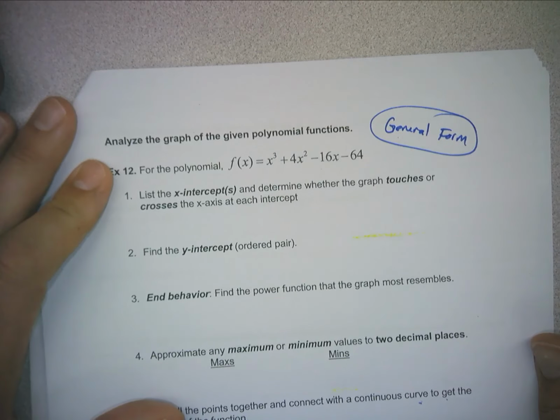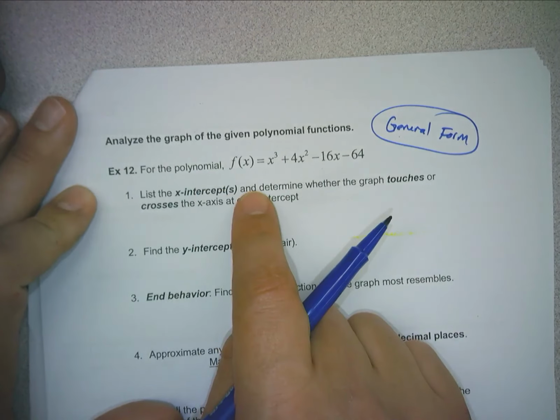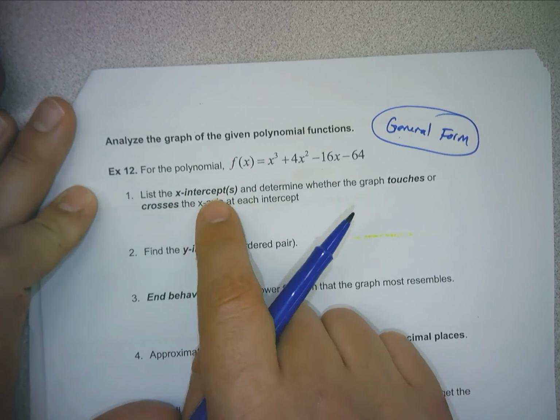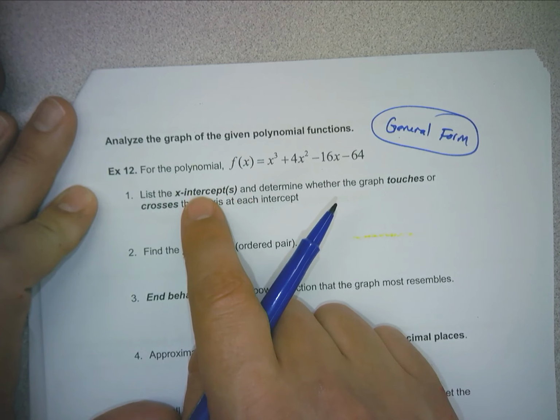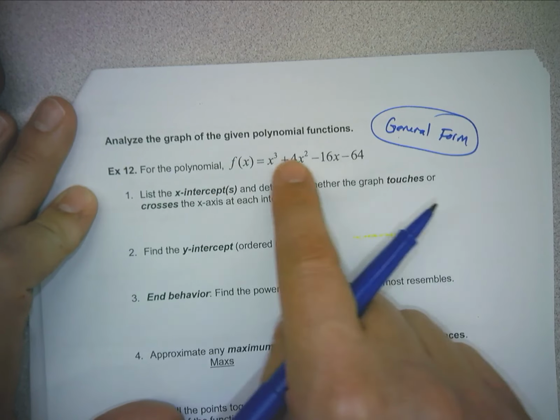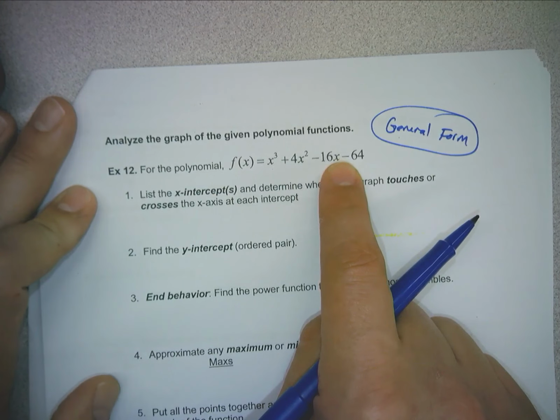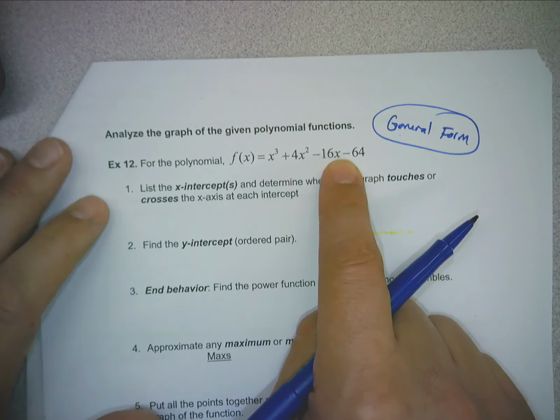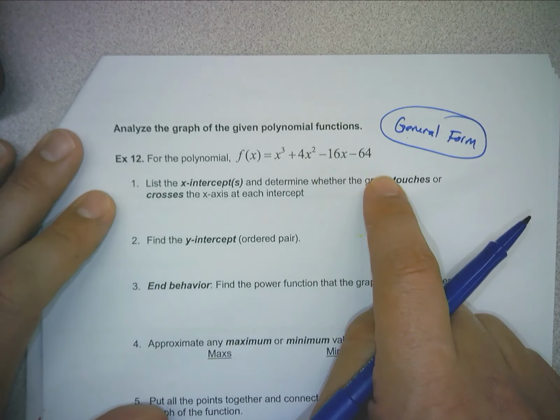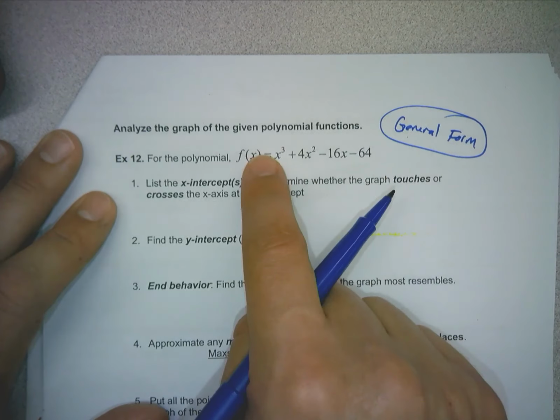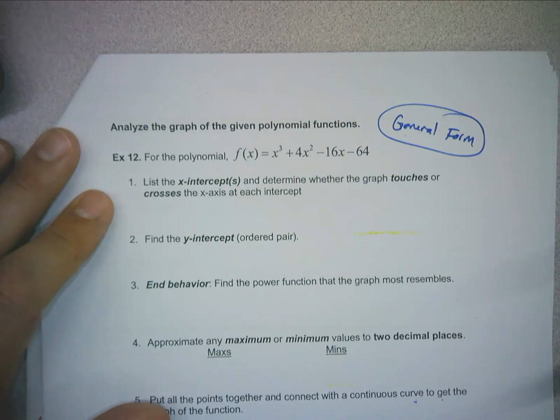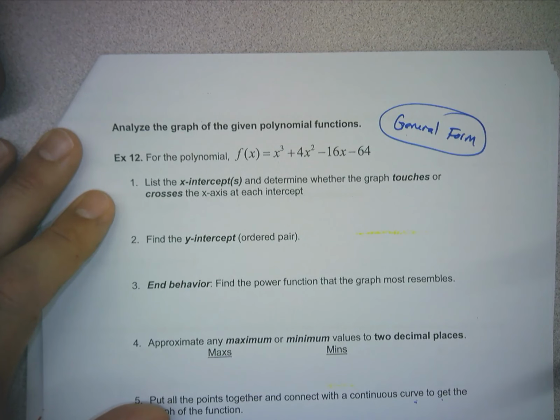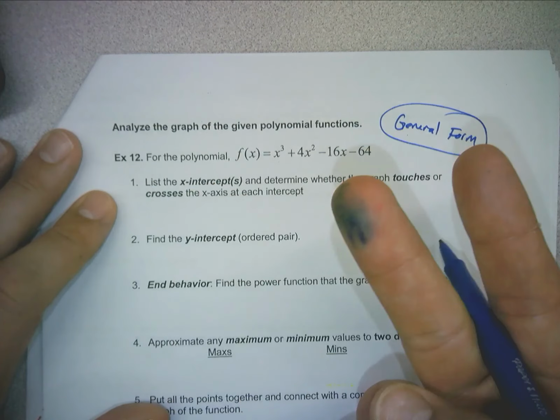When I'm doing x and y intercepts, specifically x-intercepts, when I'm trying to find my zeros, I can't just look at this and identify what the zeros are. The biggest mistake is when somebody sees general form, they just say, oh, the zeros are 1, 4, -16, and -64. And that is not the case at all.